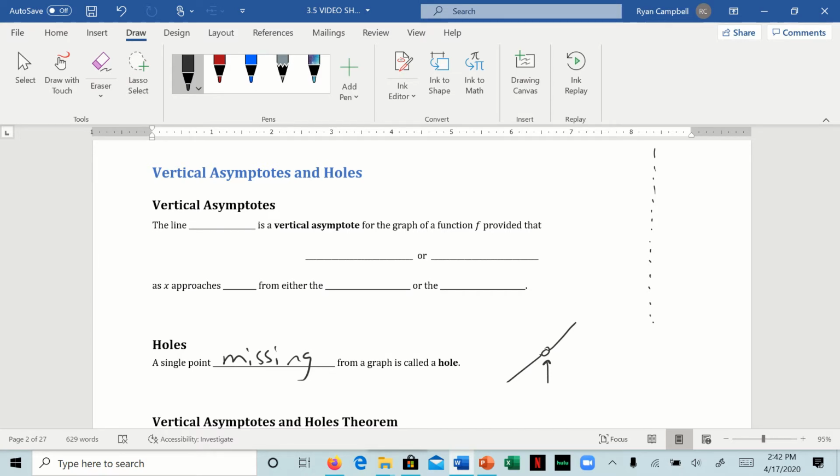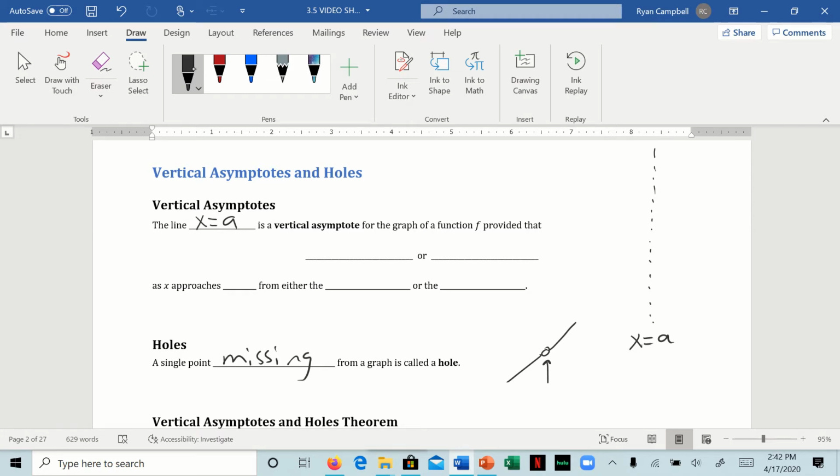So that's one way that we could not have an x value. But like I said, another one is a vertical asymptote. A vertical asymptote is going to be a line, right? So it's going to be x equals, we'll call it a. So it's not a, it's x equals a. Don't forget that. That's super important.